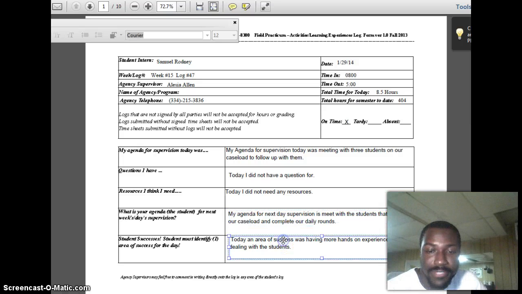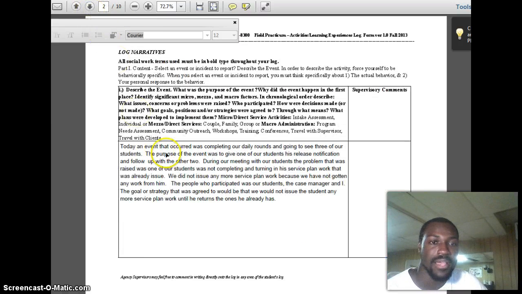And an area for sex. Success. No, guys, we're not having sex. But an area for success that you had throughout the day. And for that, basically if I had a positive experience with a student, I put it there. If my supervisor told me that I did good, that I have great observation skills, I would put that there. So whatever happened throughout the day, I would basically put that there.